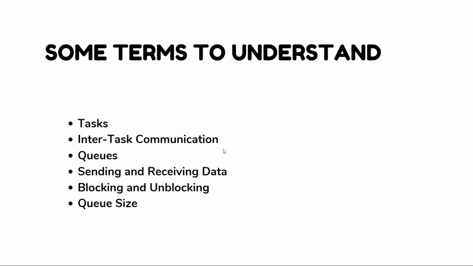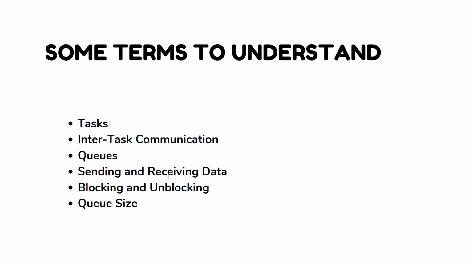Then we have sending or receiving the data. Let us take the post office example. Workers send packages by placing them in the appropriate queue, and other workers receive those packages from the queues to process them further. So this is sending and receiving the data.